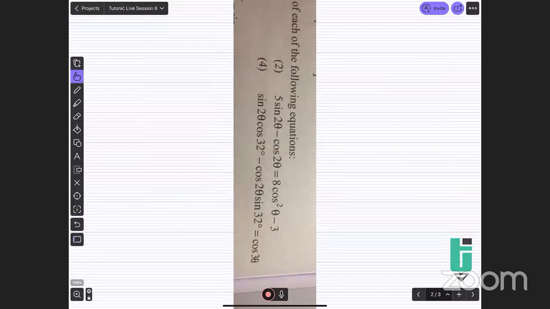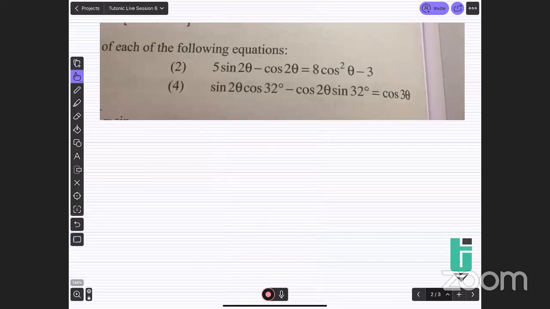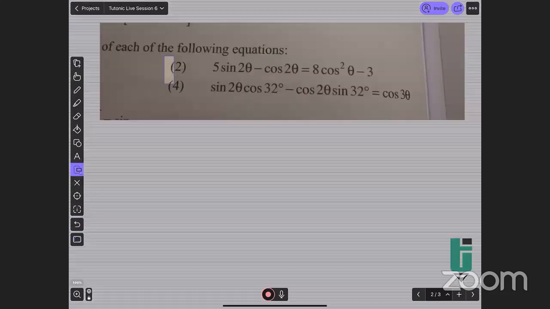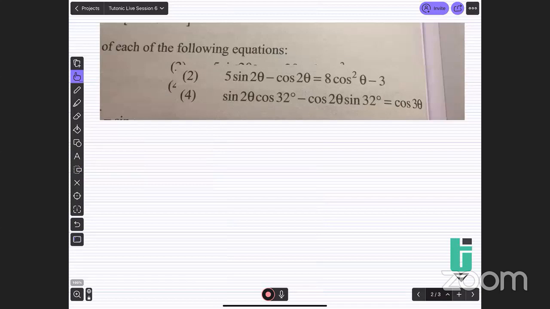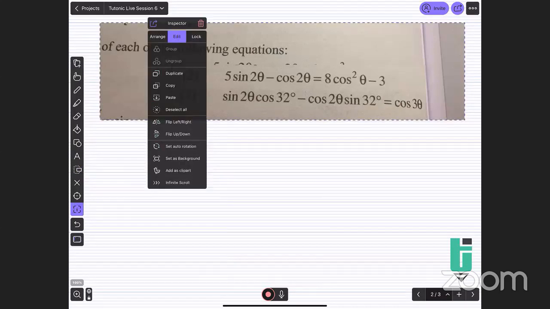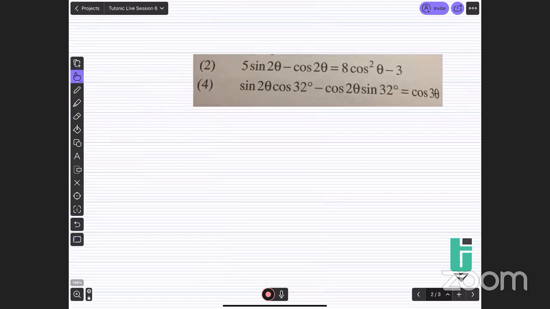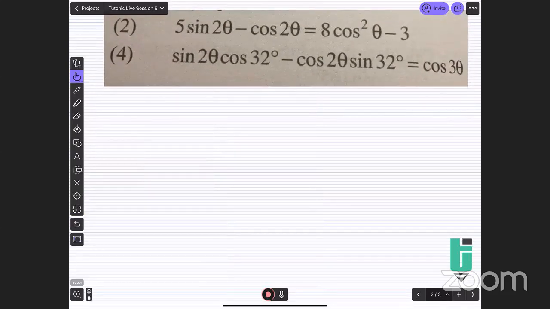Okay, Amaro, you asked this question. Which one, 2 and 4, or is there one? Both of them if we can. Okay, so how did you start off with number 2? What I first did is sine of 2 theta. I changed it because it's a double angle, so I changed it into 2 sine theta cos theta.